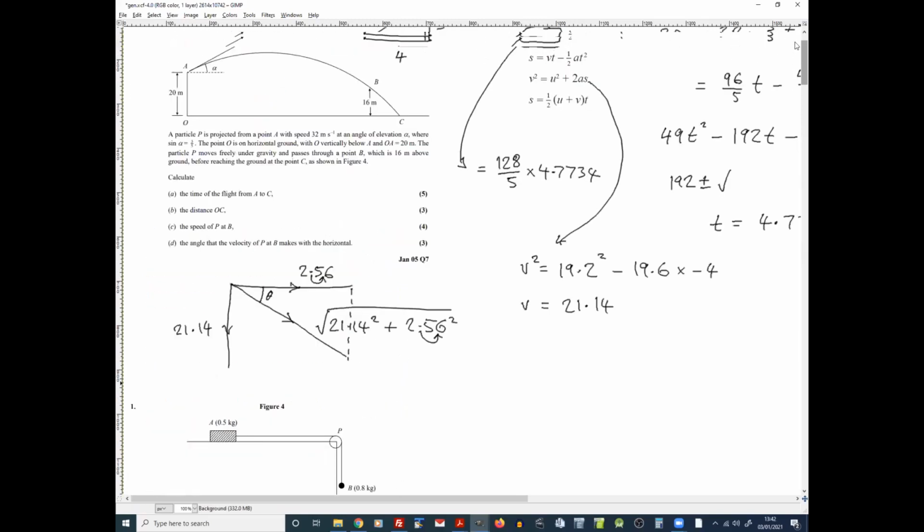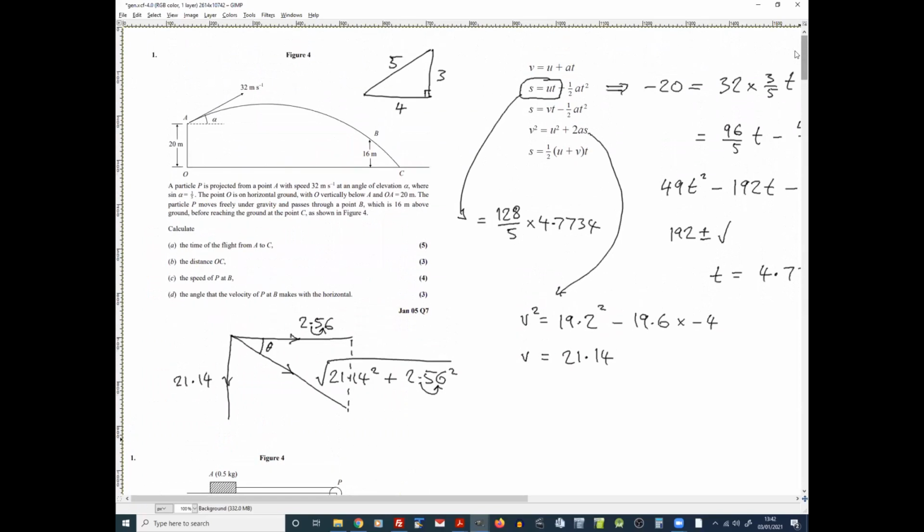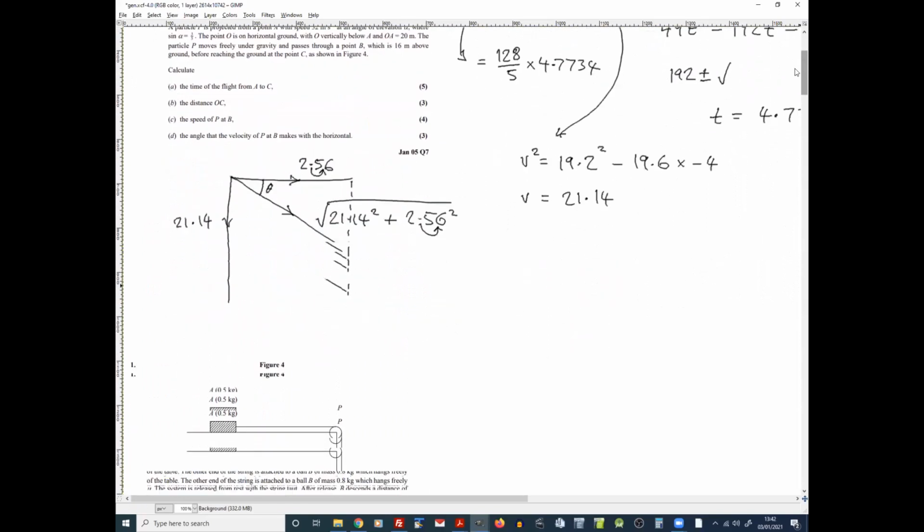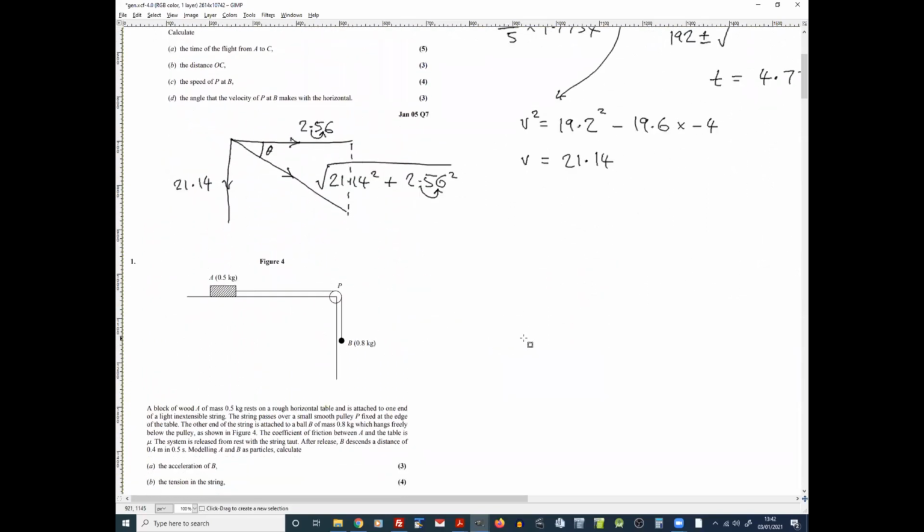With a Suvat, which one? Can't you just say acceleration equals change in velocity over time? Indeed. Whoa, hang on a minute. Do we know the change in velocity? Do we know?